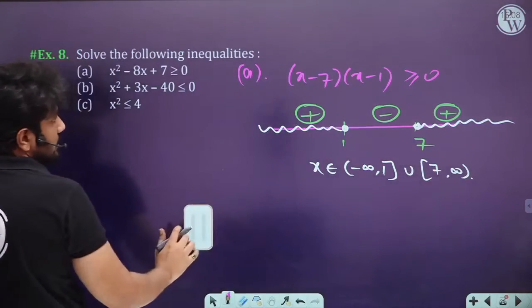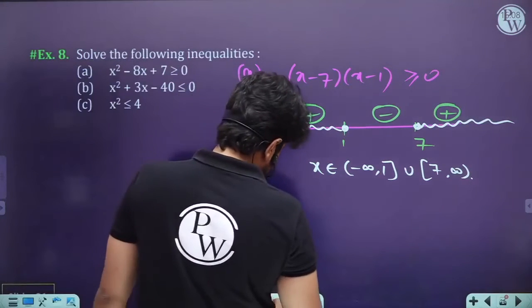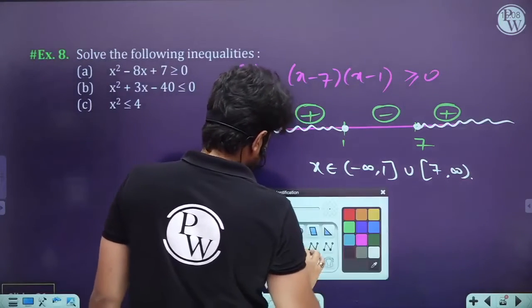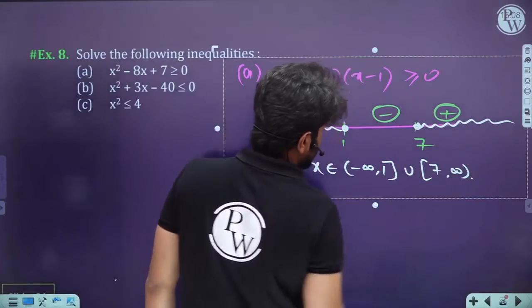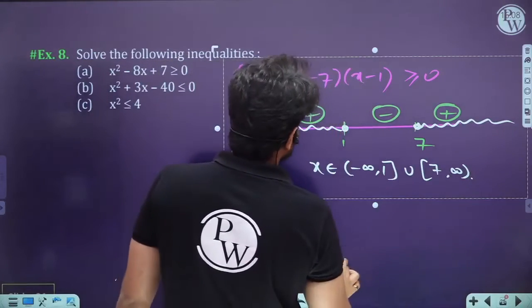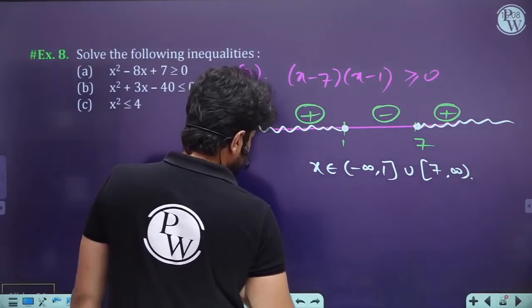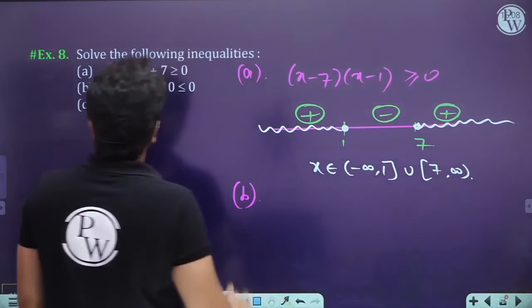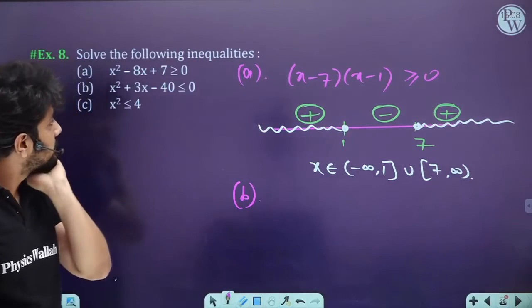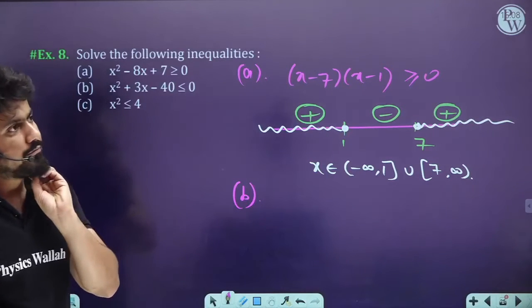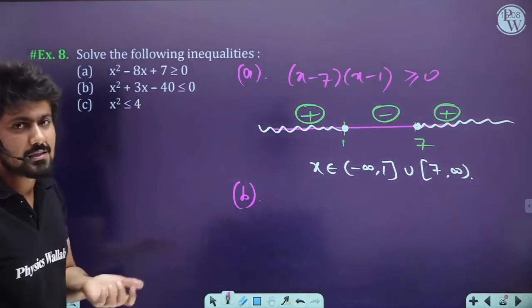For the second part, for the B part, okay. This is the A part, everyone. Okay. Now, for the B part, x square plus 3x minus 40. 40 is the product of, okay, 5 and 8, and the difference of 5 and 8 is 3 only.